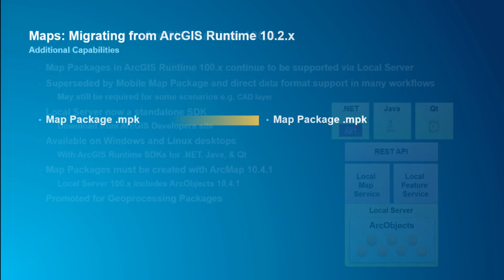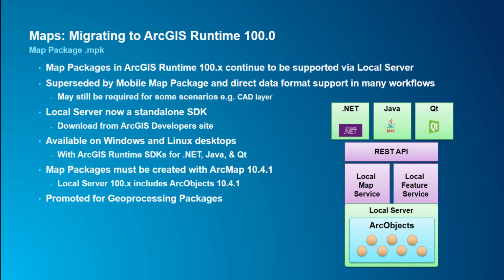Let's talk about map packages again briefly. So the mobile map package is intended really to supersede the map package. That mobile map package, as I talked about, contains that vector data, contains base maps, contains a locator and a network. But we do still support those map packages within the ArcGIS Runtime 100 via local server.